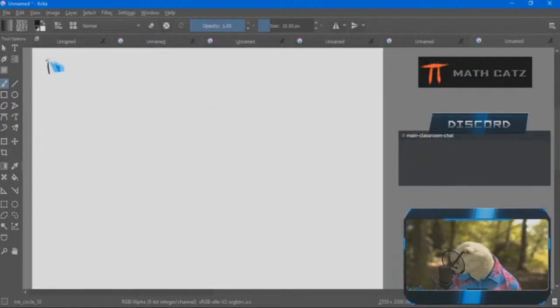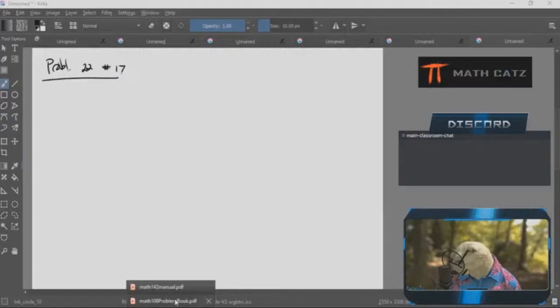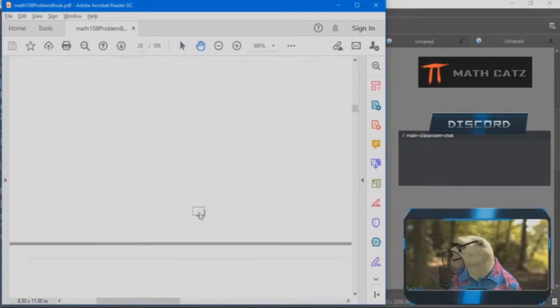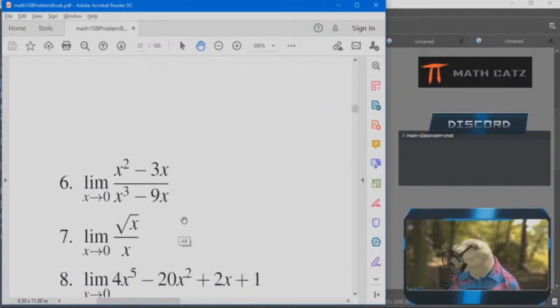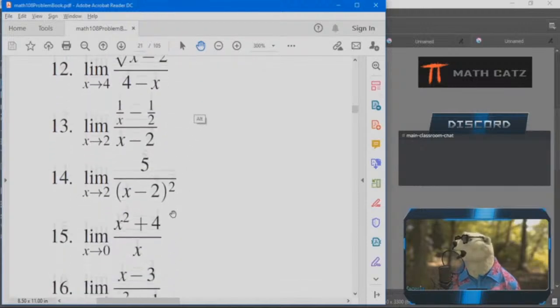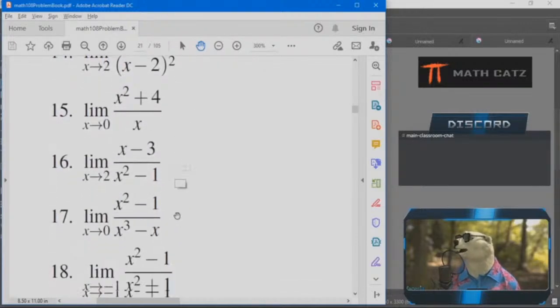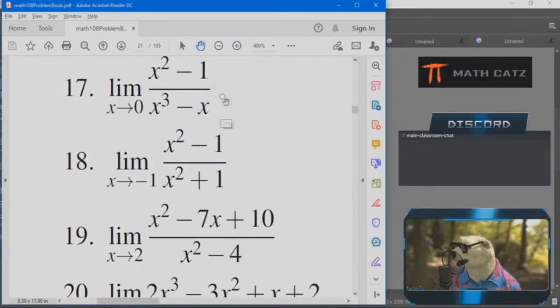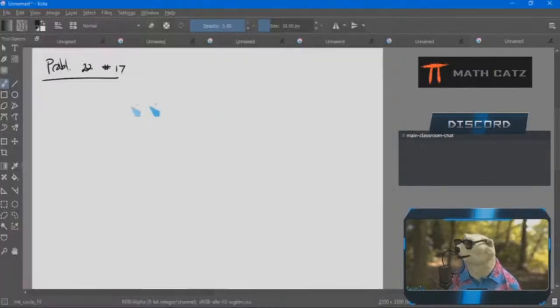Very important to see. But let's go to something that is in the problem book, 3.2, number 17. Let's have a look. I don't want that. I want this. 17. Where are you? I guess I shouldn't scroll so fast. Slow it down. Slowly. Reveal 17. Boom, there it is. Okay, now I just copy that.